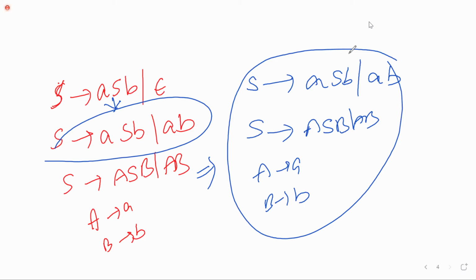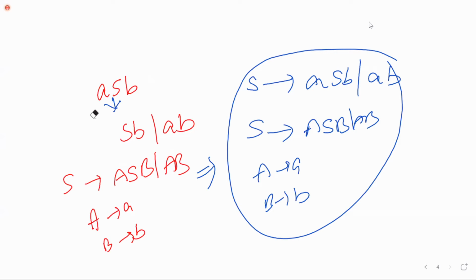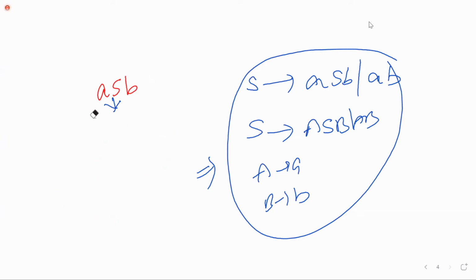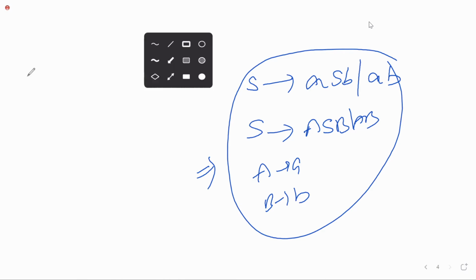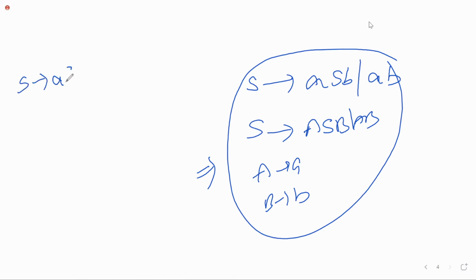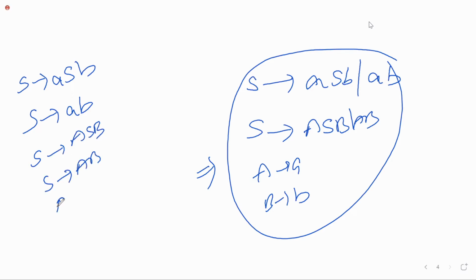How can we arrange? First, I'm writing all the productions individually, ma'am, then you'll understand. So first S tends to ASB, next S tends to AB, next S tends to ASB, next S tends to AB, A tends to A, B tends to B.